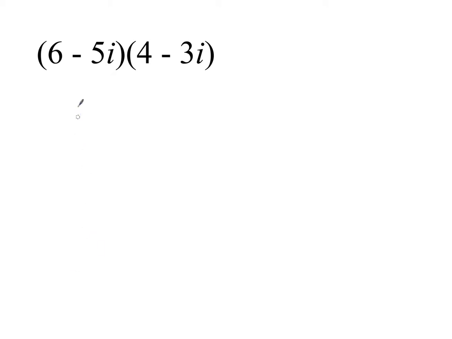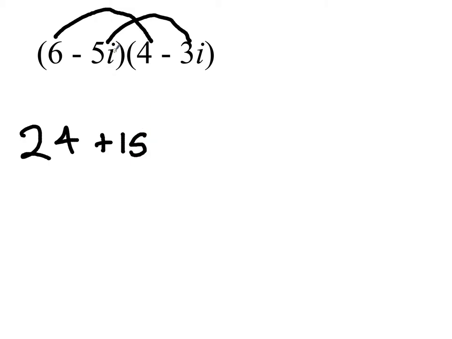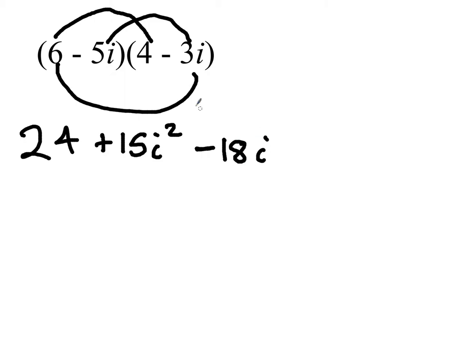So 6 times 4 gives me 24. Negative 5i times negative 3i. Well, if you multiply the real parts, that gives you a positive 15. Multiply the imaginary parts, that gives you i squared. Now we're going to do 6 times negative 3i, that gives you negative 18i. And now negative 5i times 4 gives you negative 20i. So when you multiply a real number times an imaginary number, you just multiply the real parts, and the imaginary part stays the same. Now let's combine like terms.